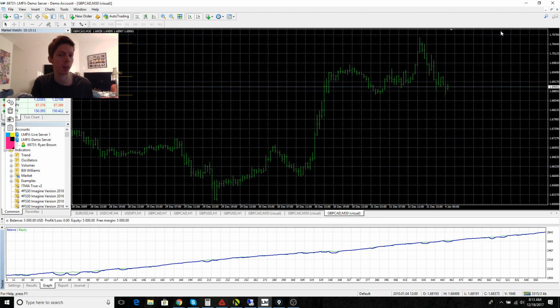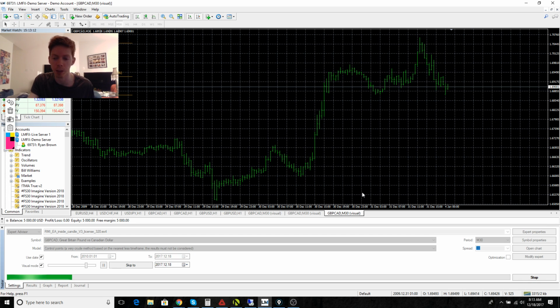Well, I'm back to using the pound CAD on the M30, which is something I was using previously, but I changed it back a couple of months ago because of discrepancies in my testing. But since I worked that out, I'm back to the M30. It's really solid, and I have added the NZD CAD, which is something that I've only added in the last couple of months as well. And the settings are the same as the Aussie CAD.